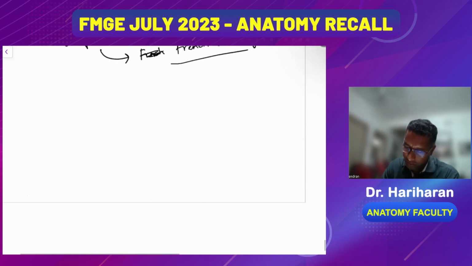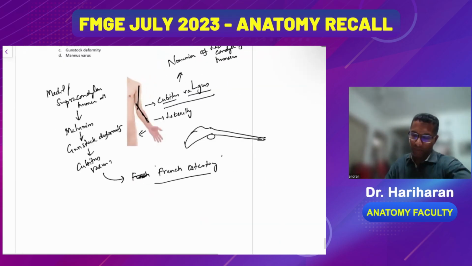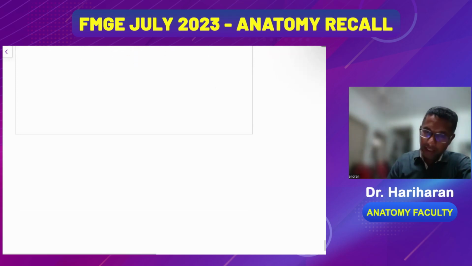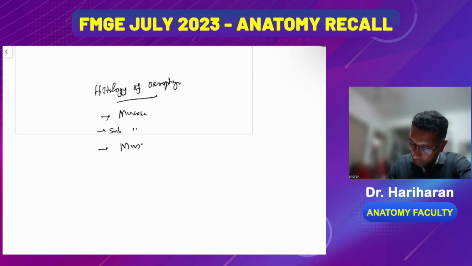I think yes, this is the last question, guys. Apart from this, they asked one more question. One of the students told me there is a layer which is missing in the esophagus. They have given a histological picture of the esophagus, and the options are mucosa, submucosa, muscularis layer, and the serosa layer.